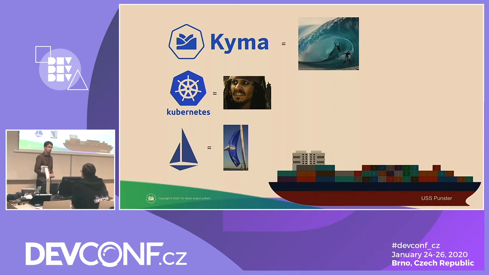So other projects that we look up to and that we work with share this maritime Greek naming scheme. I'm just going to name two of them. One of them is Kubernetes, which in Greek is a captain, and the other one I want to mention is Istio, which in Greek is a sail.